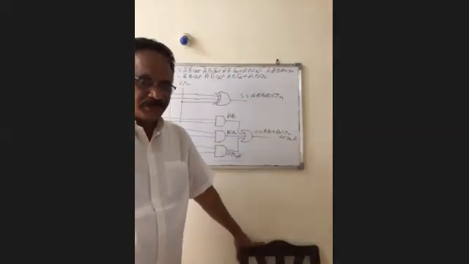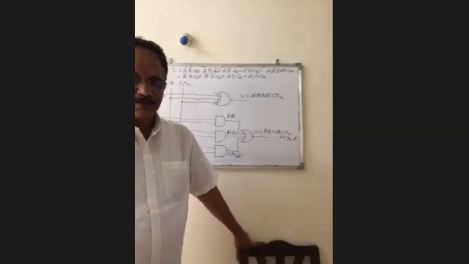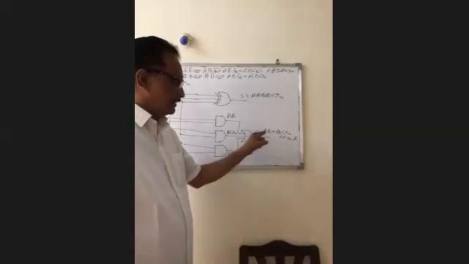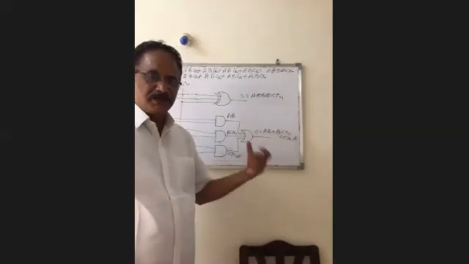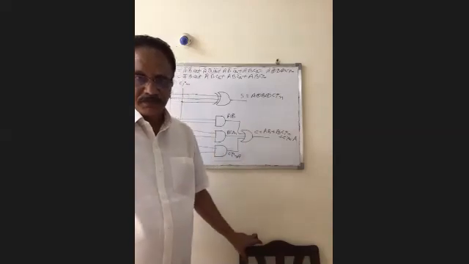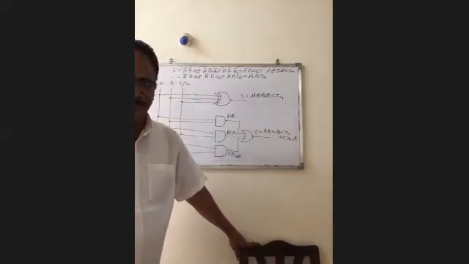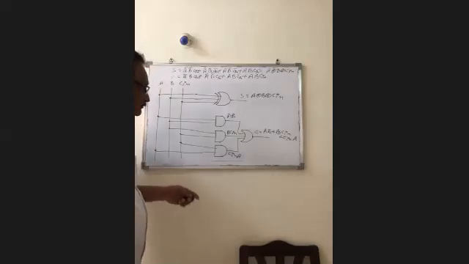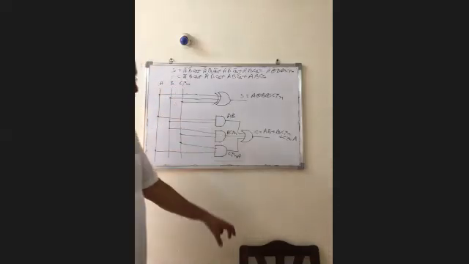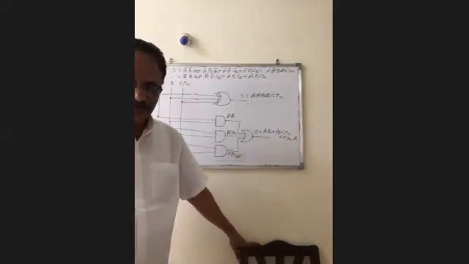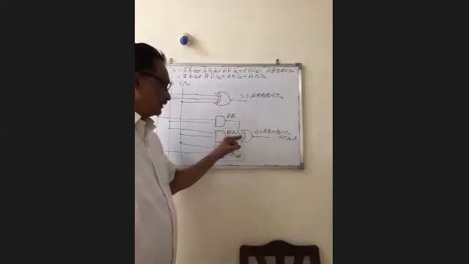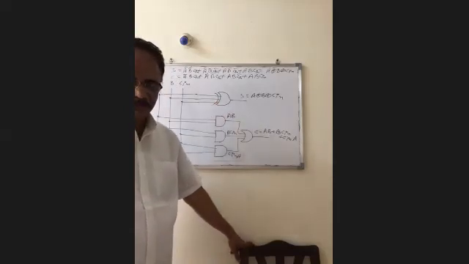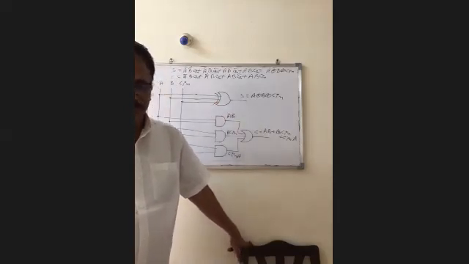And for your convenience to memorize the minimal carry output, AB plus BC in plus C in into A. That is the minimal output expression for the carry output. So this is the realization of a full adder by using AND, OR, and exclusive OR gates.